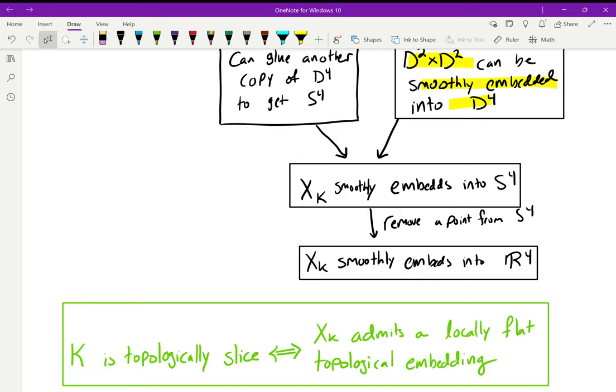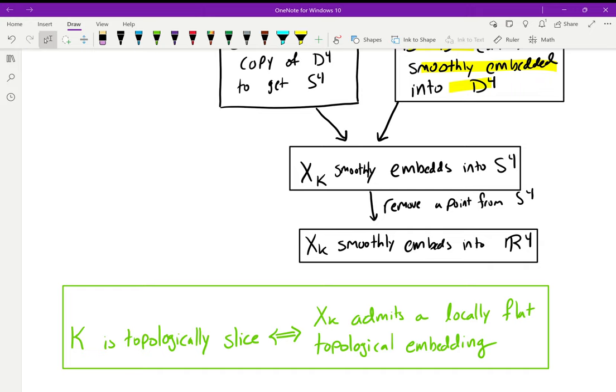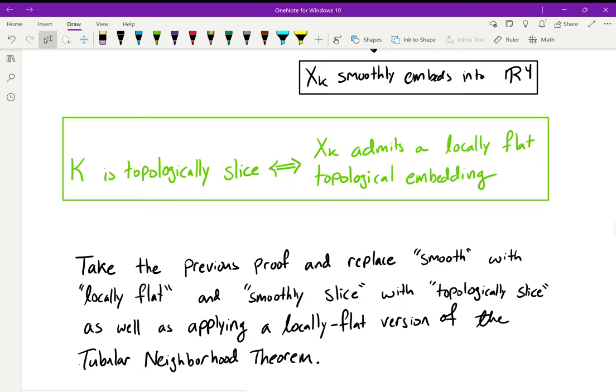Are we good to move forward to the next result we're going to use? This next one is that if K is topologically slice, then its trace admits a locally flat topological embedding. As it turns out, the proof is exactly the same as above. You really just replace the word smooth with locally flat, and smoothly slice with topologically slice. Technically there's a bit more to that than I'm sweeping under the rug, because the tubular neighborhood theorem is definitely a smooth manifold sort of thing. But you can apply a locally flat version to make everything check out.